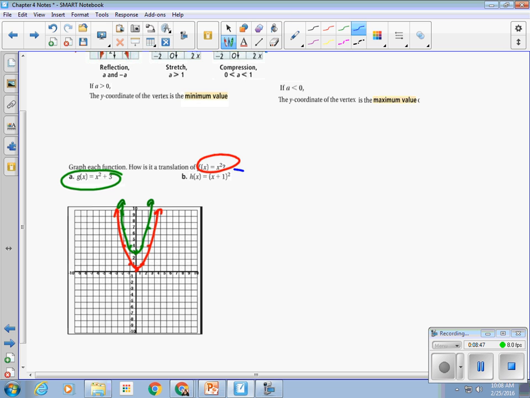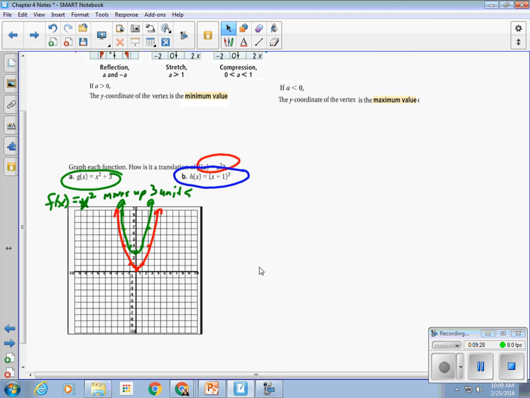If I look at h of x equals x plus 1 squared, when I have adding inside of my function, so inside of that x squared, I'm adding 1 inside of the x squared. So let's wrap up this one. F of x equals x squared moves up 3 units. So for a, the translation of f of x squared is moved up 3 units. So that finishes out a for us.